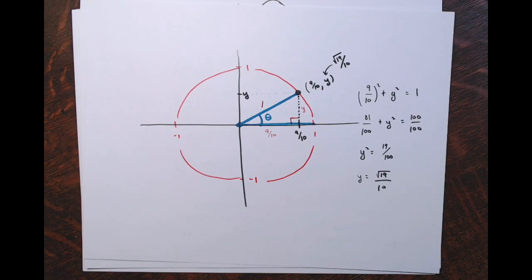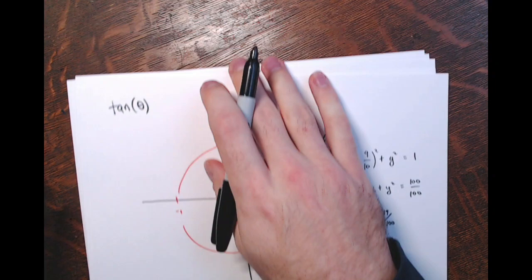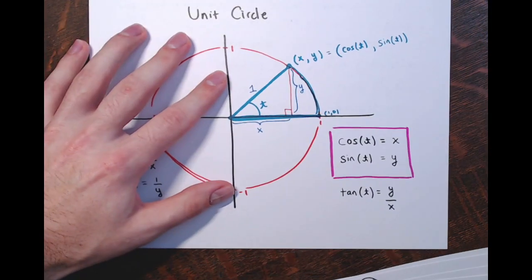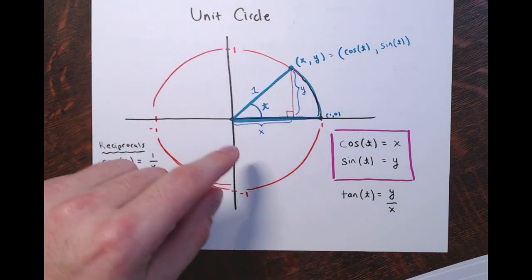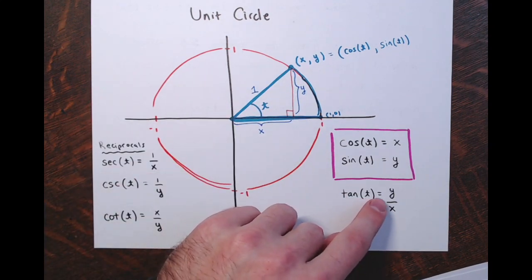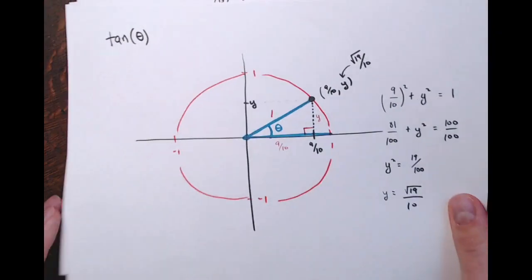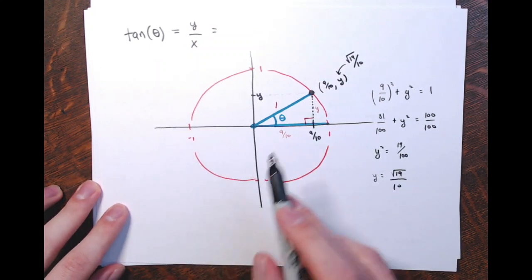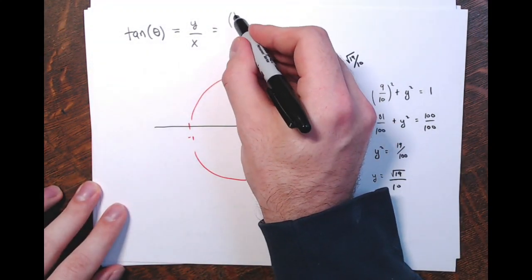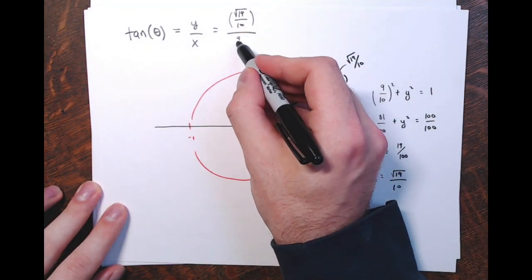All right, now we're asked to find the tangent of this angle. And going way back to that first drawing I made, remember the tangent of an angle, on the unit circle only though, 1 unit away from the origin, is the y-coordinate of the point on the unit circle that you stop at divided by the x-coordinate. So the tangent of my angle here will be the y-coordinate of that point divided by the x-coordinate. The y-coordinate we just found was the square root of 19 divided by 10. The x-coordinate is 9 divided by 10.